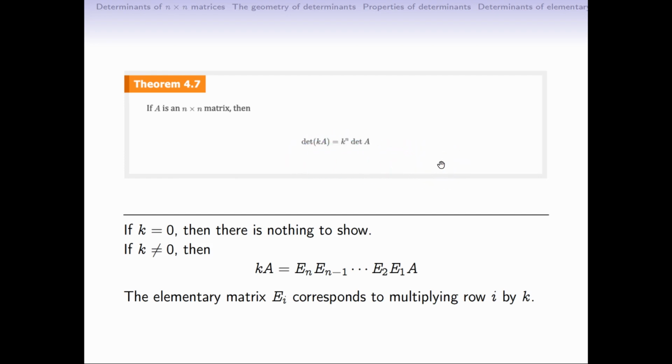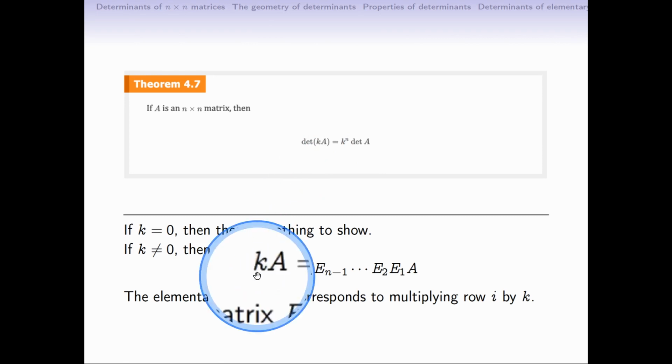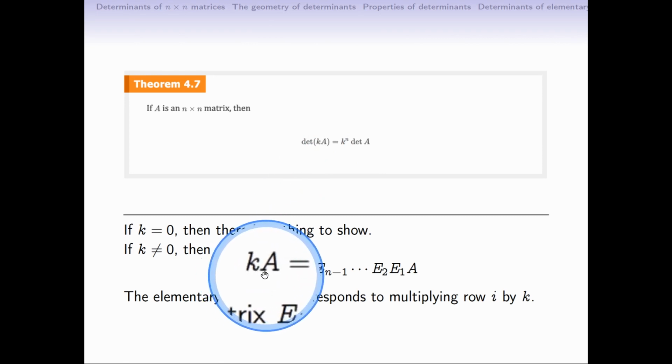On the other hand, when k is not equal to 0, then I claim we can build up this matrix k times A through a sequence of elementary row operations. So let's think about it this way. Let's think about how we can write the matrix k times A as a sequence of n elementary row operations.